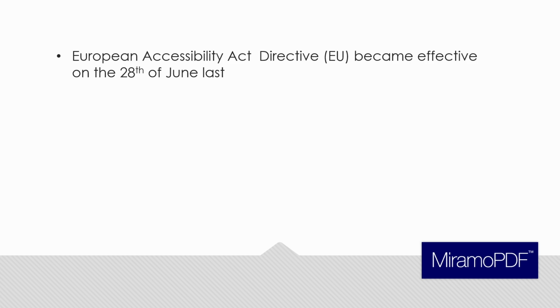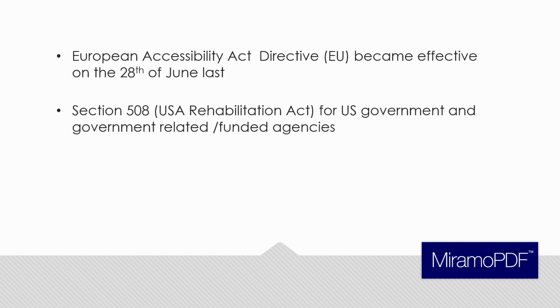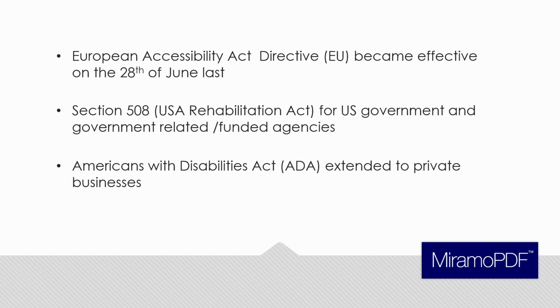The European Accessibility Act became effective on the 28th of June last. Section 508 has been in place for years in the US for US government and government-related agencies, and the follow-on extension to private businesses with the ADA Act. So in many cases, accessible PDFs are mandatory in the US, not only in US federal government, but US state governments, US healthcare, and so on. And now the same applies increasingly within the EU to government, academic, and commercial organizations.